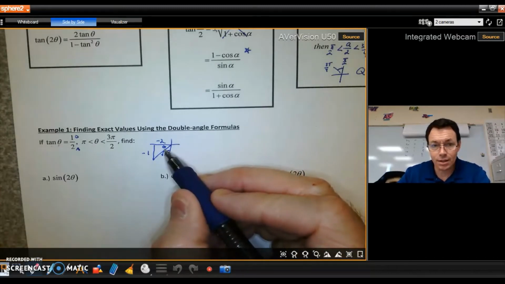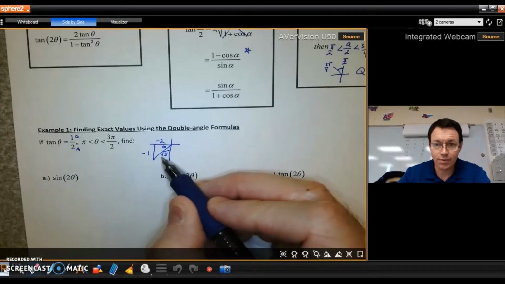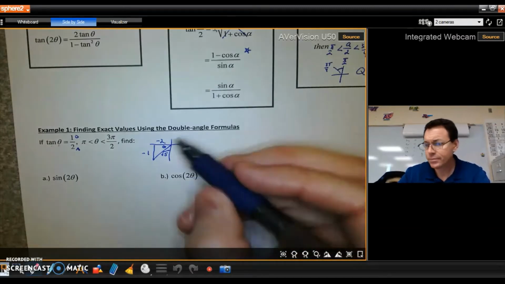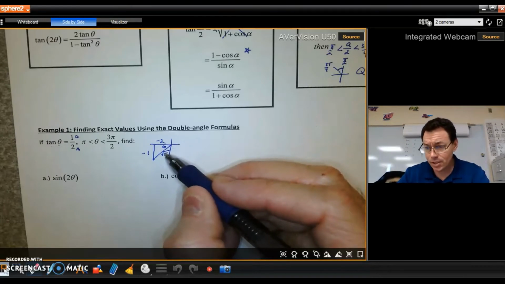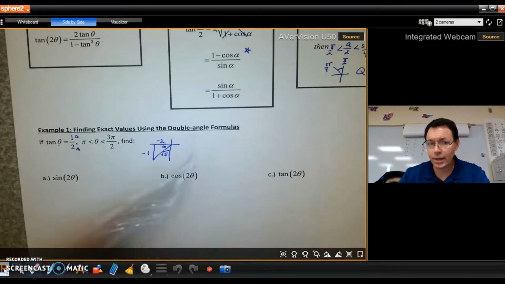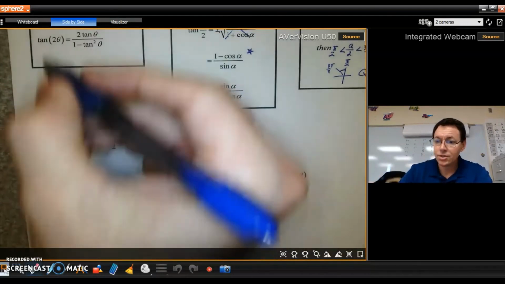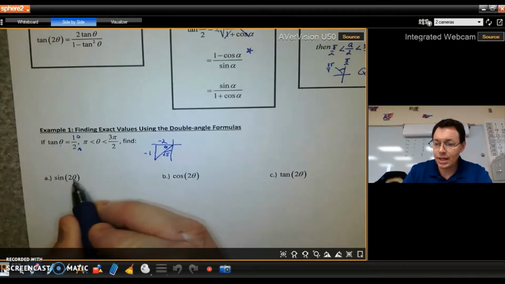I know the sine of theta. It's -1 over radical 5. That can be rationalized. I know the cosine of theta, -2 over radical 5. I know the tangent of theta, -1 over -2. I know everything there is about theta, and that's what I'm going to plug into the formula to find the sine of an angle that's exactly twice as big as theta.